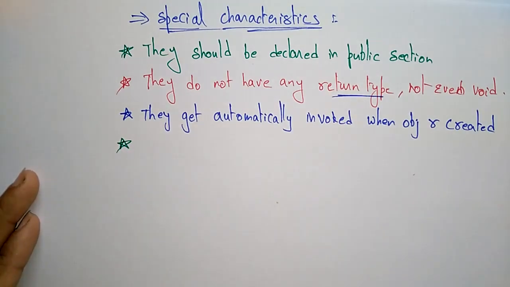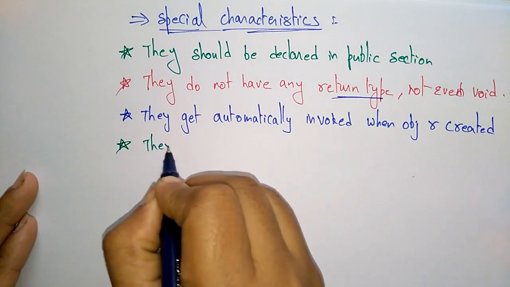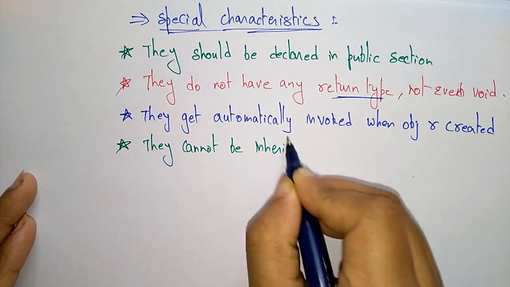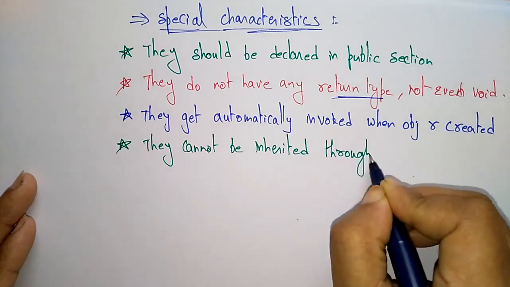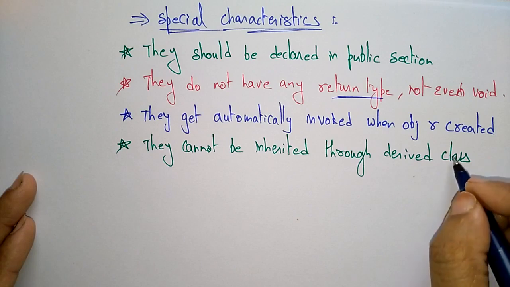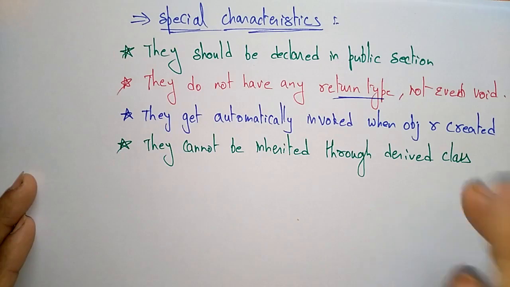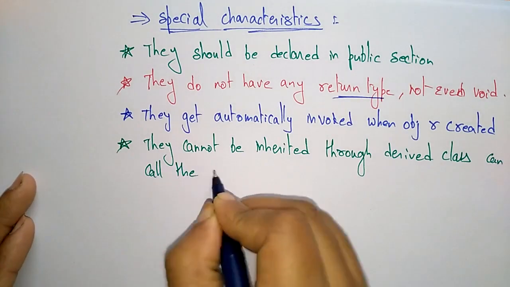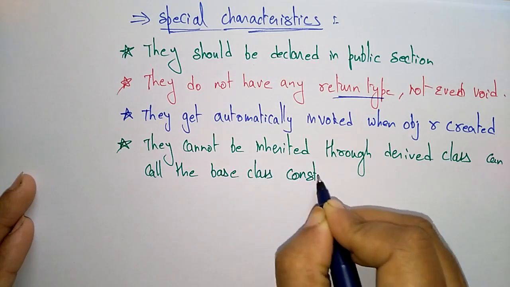Now, they cannot be inherited through a derived class. You have to note that they cannot be inherited through a derived class, but can call the base class constructor. Means they cannot be inherited through a derived class, can call the base class constructor.